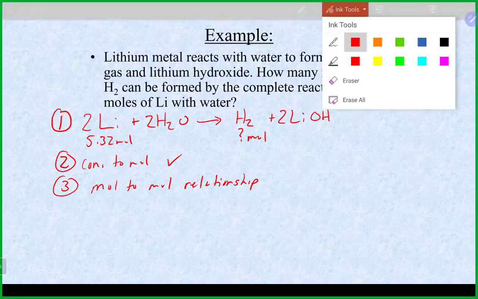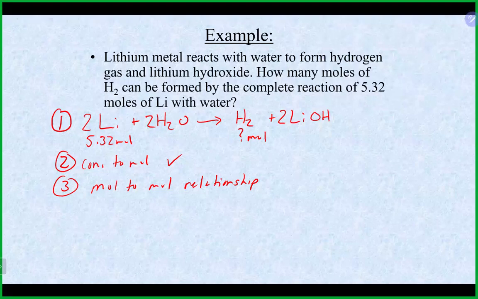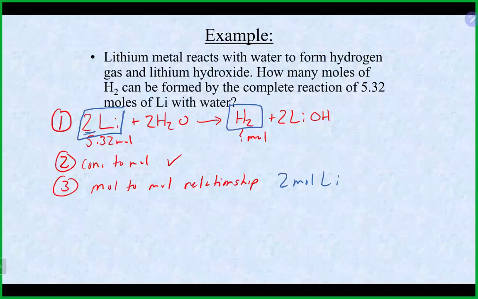interested in. Always one of the things you're interested in is what they gave you, and what you're trying to find should be the other thing. Really, in this problem, we don't have to worry about any other relationship other than those two. And from the equation, we can see that for every 2 moles of lithium, which once again is just the coefficient, we will get out 1 mole of hydrogen, which again is just the coefficient there.